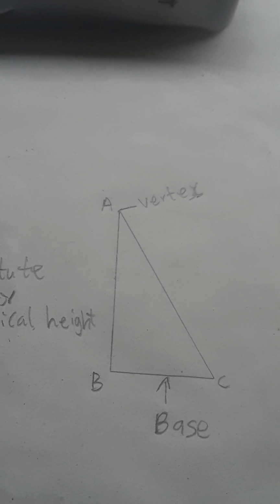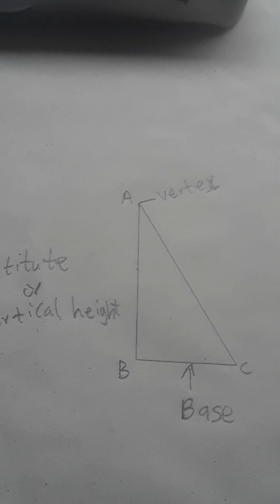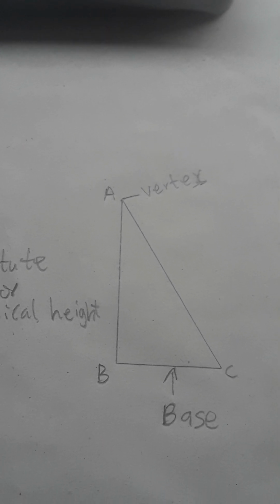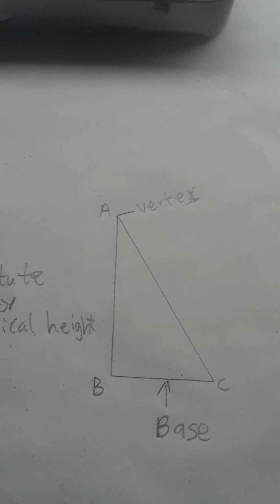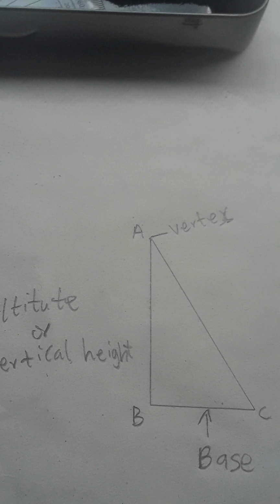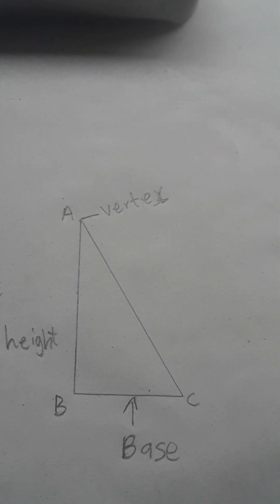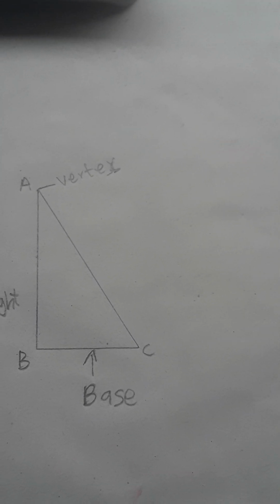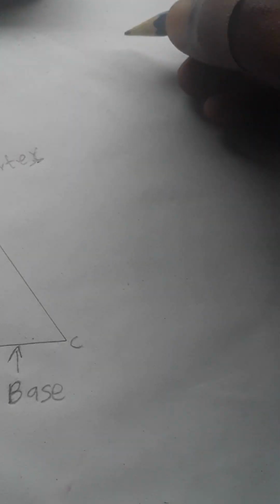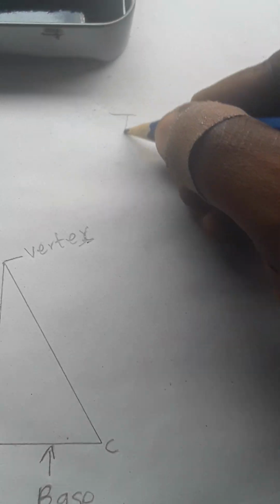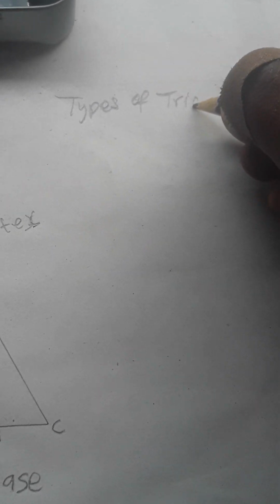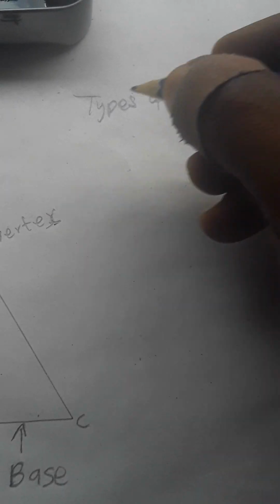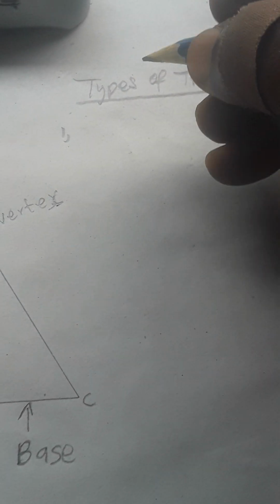Now, when we talk about describing triangles, types of triangles described by their angles, a good example is what we call the equilateral triangle. Yes, equilateral triangle. Now, the equilateral triangle is one of the types of triangles. We are talking about types of triangles.